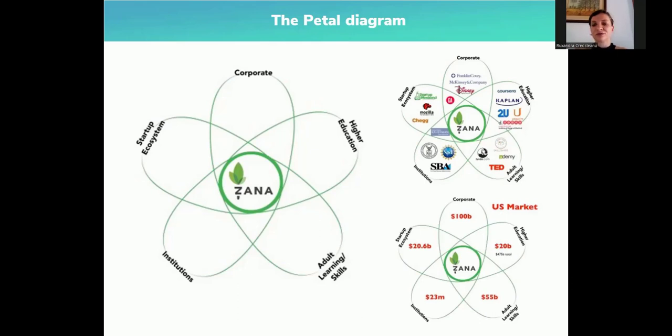And this is a good way because it shows that there are other investors that believe in the sector, and it also gives an idea of the market size. So if you are building a service or a product that is at an intersection between different markets, the petal diagram might be a good solution for you.